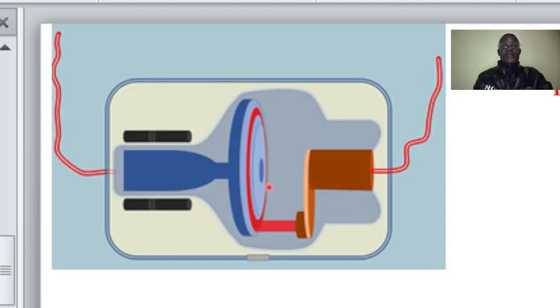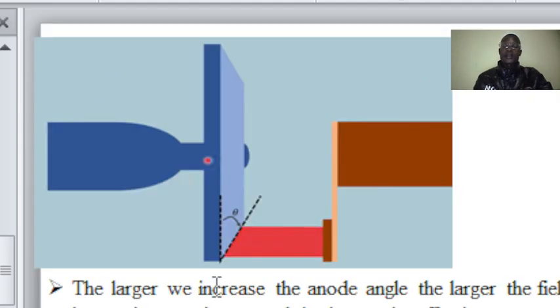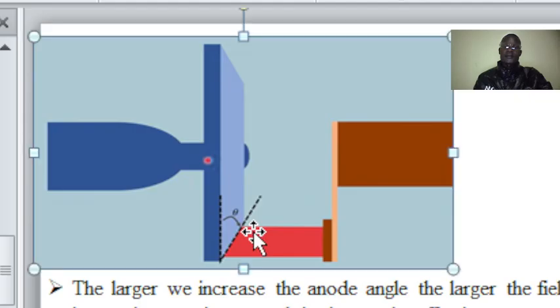Now this anode is placed at an angle called the anode angle. It is normally placed at an angle called the anode angle, which you can see. Now this anode angle, the larger we increase the anode angle, the larger the field of the beam and the larger the actual spot. And when the actual spot is large, then we also expect the effective spot to be equivalently large.